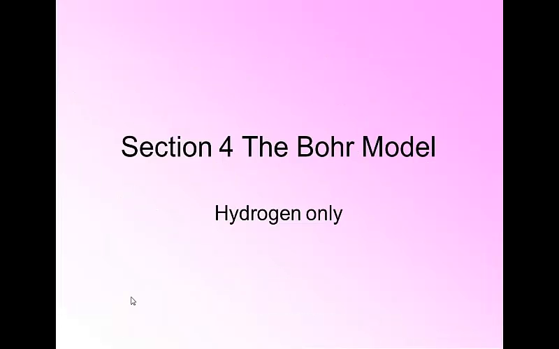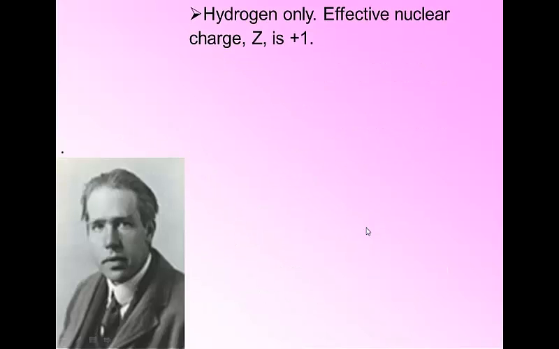Bohr model, notice hydrogen only. Keep in mind, the minute he started going on other substances, his theory started breaking apart. Niels Bohr, Danish guy, only works with hydrogen. The effective nuclear charge Z is +1 for hydrogen.